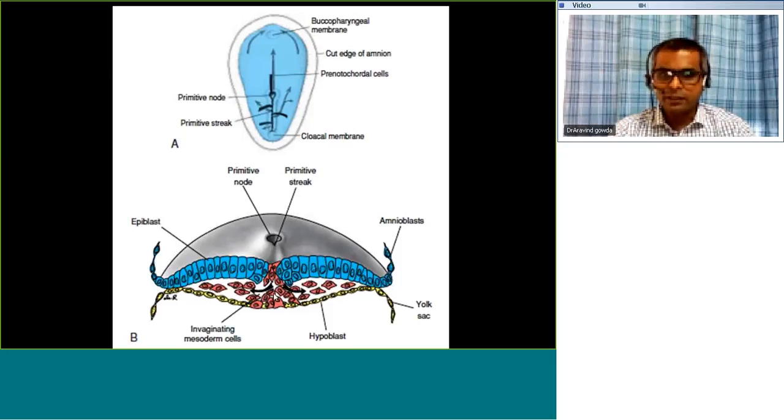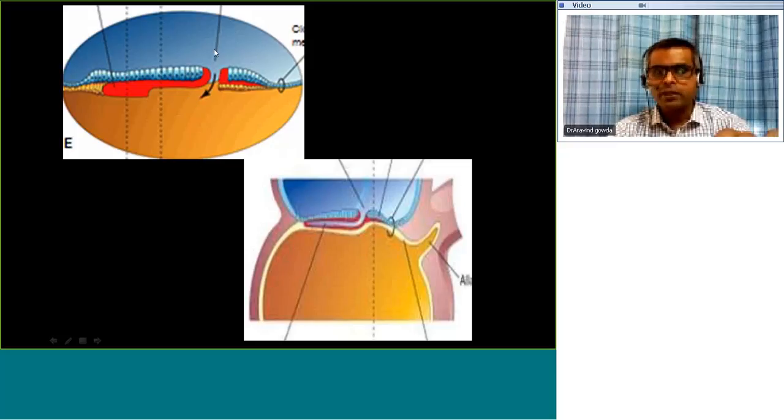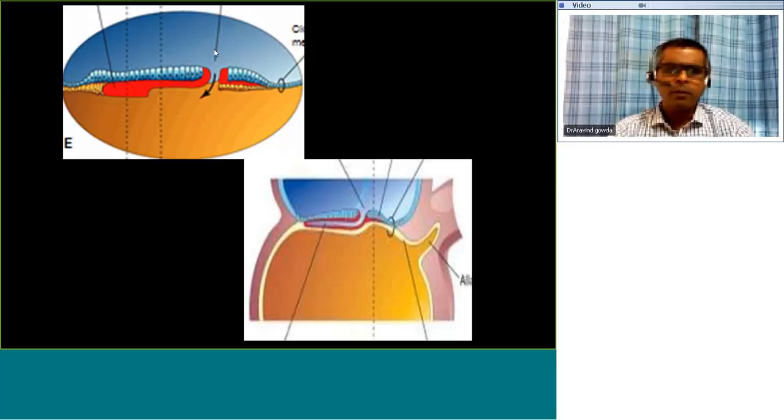In the early stages, this notochord will have a canal within it. This canal is called the notochordal canal. That canal communicates superiorly with the amniotic cavity through the primitive pit, and inferiorly it communicates with the yolk sac. This communication will be there for 1 or 2 days, up to 8 days. So this is called the primitive neuroectodermal canal, notochordal canal.